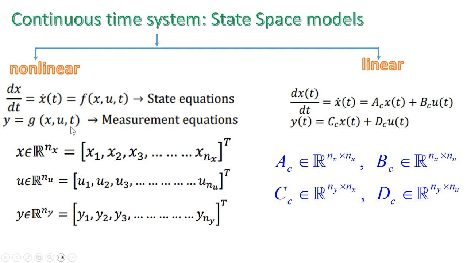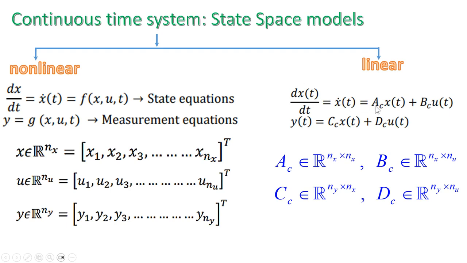The state of the process can be more than one. Similarly, there can be more than one control inputs and more than one outputs of the process. In general, we can describe the size of the state, control input, and the output as follows. Here nx is the number of states, nu is the number of control inputs, and ny is the number of outputs of the process. The linear state space model can be represented as follows.